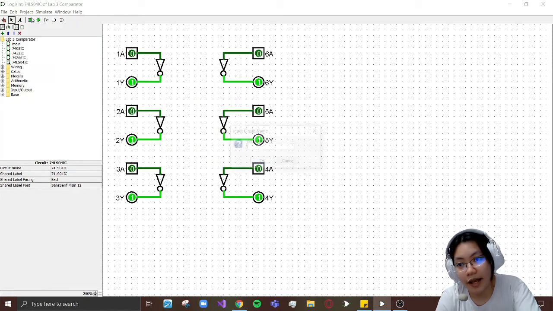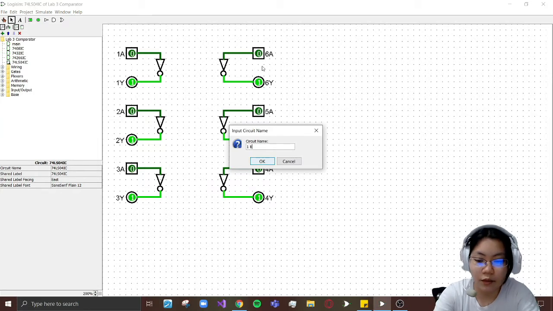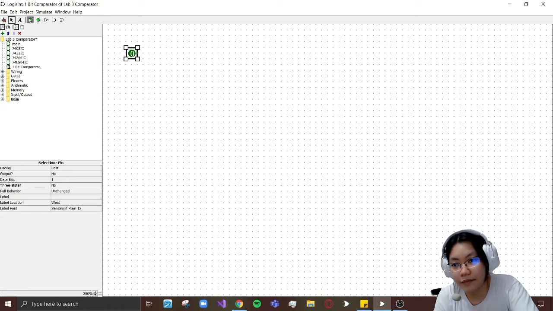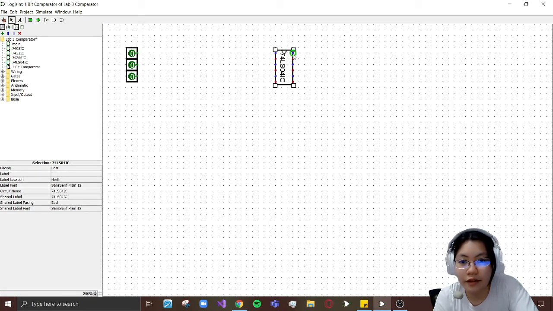So now we will add a circuit and name it our 1-bit comparator. Yan, so sobrang dull niya na kasi pagka hindi ko fast forward. So explain ko na lang yung ginagawa ko sa video.